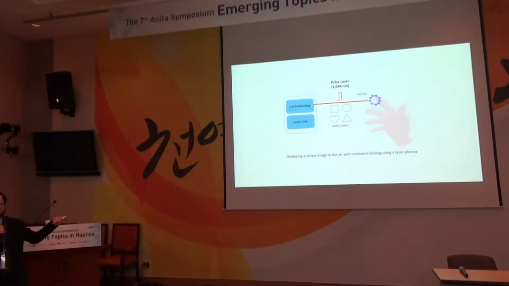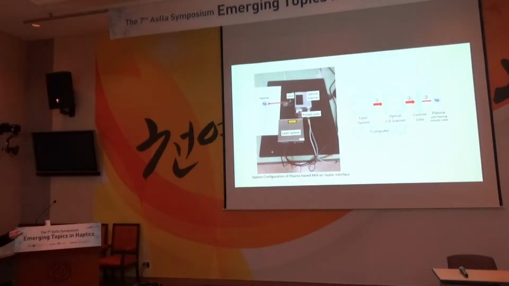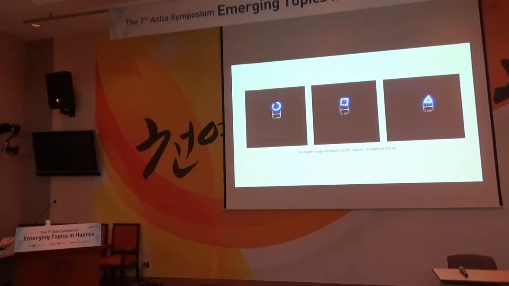A 2D scanner is used here to make a simple image in the air. This is our setup. The laser system is here, and the laser ray travels like that, and the plasma is formed here. The distance is not constant, because theoretically the working distance is not unlimited. That is dependent on the laser range. So this is our overall setup, and it is controlled by one computer.